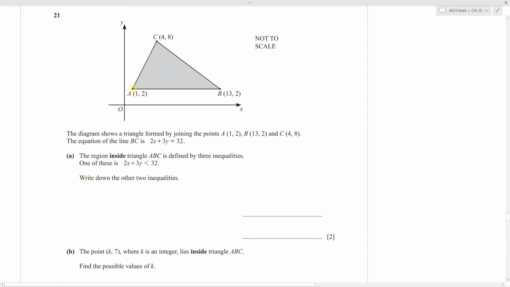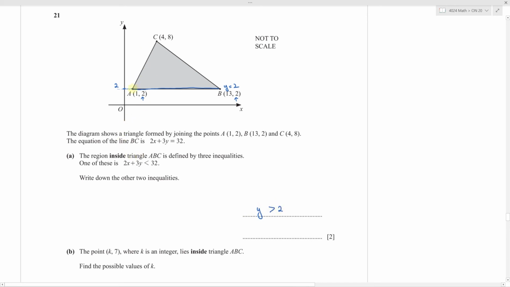So the other two boundaries for this triangle are this line. So this is a horizontal line because the y coordinate here is 2 for A and y coordinate here is 2 as well. So that means it passes through this point y equals to 2. So the equation of this line AB is y equals to 2. And since the shaded region is above this line, so your inequality will be y is greater than 2.